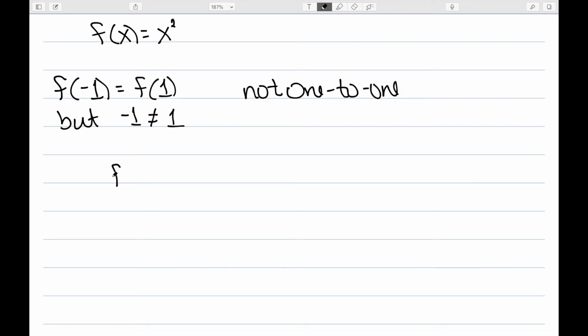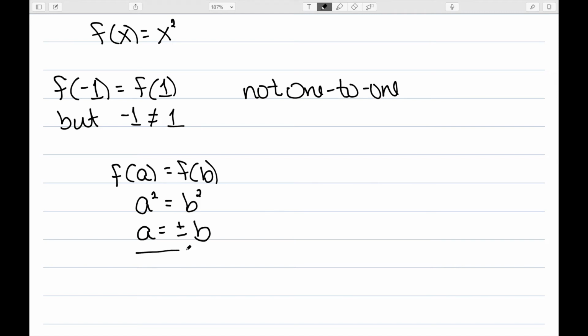However, we can do it like our last example. We start with f of a equal to f of b. This means a squared is equal to b squared. And we can take the square root of both sides, but we need to take plus or minus the square root. And so it's not guaranteed that a is equal to b. It could be that a is equal to negative b. So this would imply that it is not one-to-one.